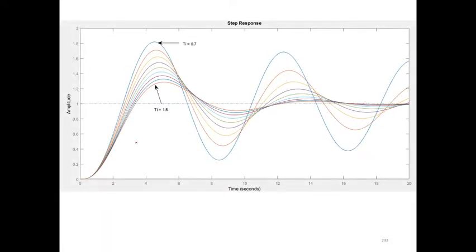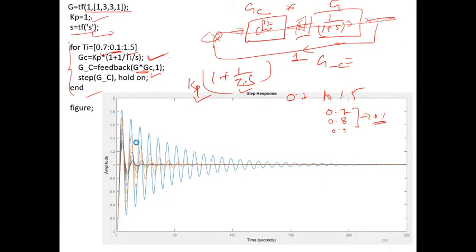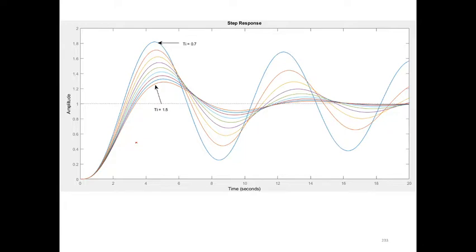When we zoom this picture, this type of response will come, okay. So you can see as we are increasing the value of tau I, the oscillation is going to diminish, and the best response will come at tau I equals 1.5. However, at tau I equals 0.7, you can see the response is highly oscillatory, okay. So as tau I increases, the oscillation decreases.